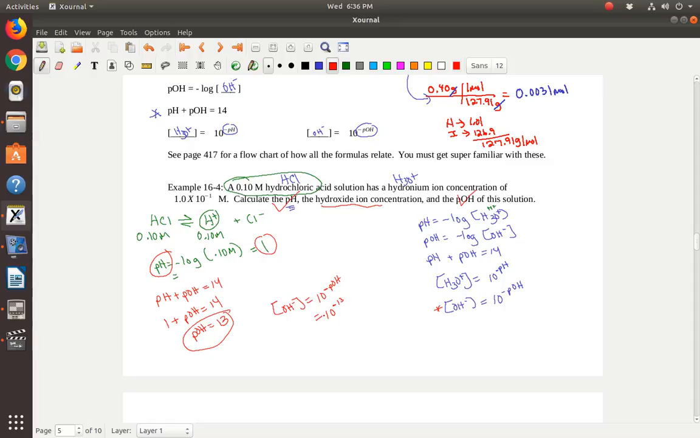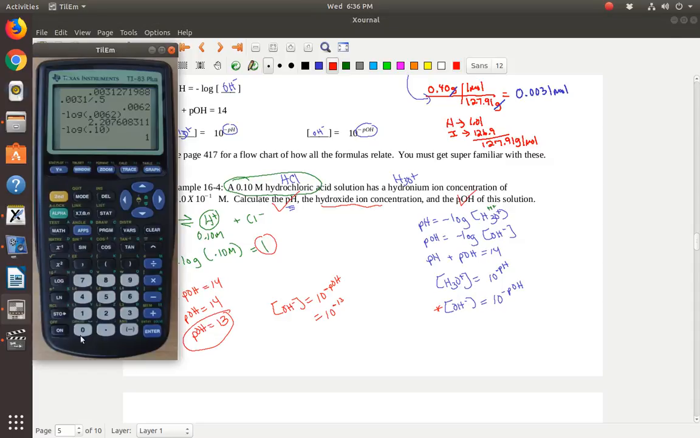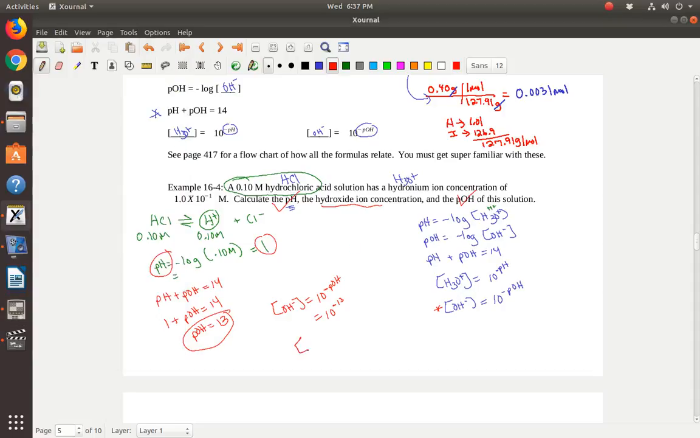So I put that in the calculator. It's just going to say 1 times 10 to the negative 13. I'll show you: 10 up here, negative 13, enter. It's just 1 times 10 to the negative 13. So the concentration of the hydroxide ion is 1 times 10 to the negative 13. And that's all of that question. And all of this is taking one thing that we know, and then once I know one thing, I'm able to figure out all the other things.